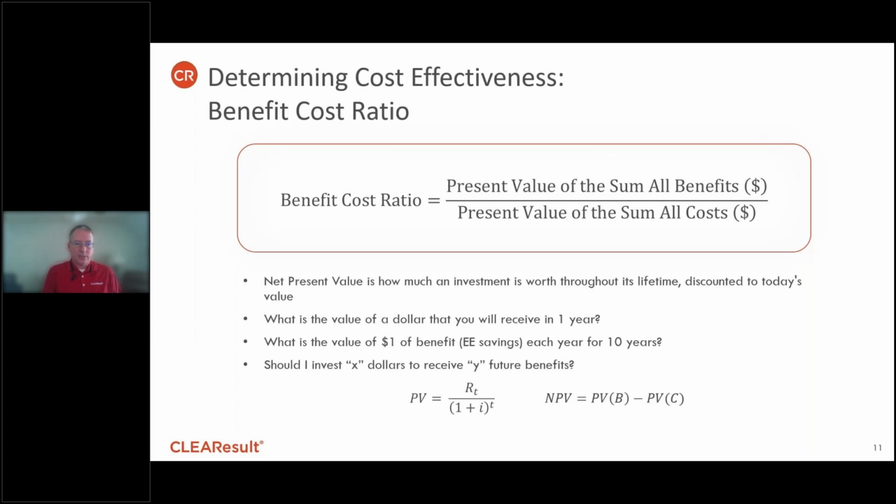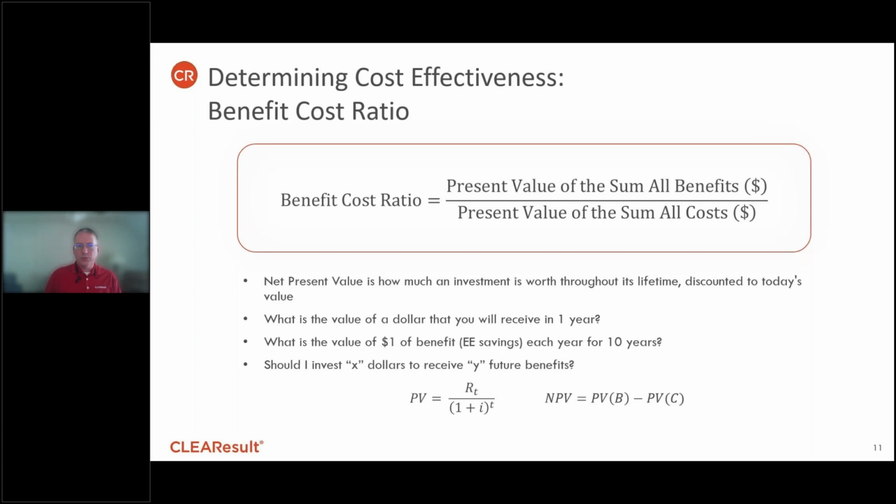It's whatever it is in today's dollars. But what's that value in 10 years? It's a different number because of the time value of money. We expect that that's going to decrease over time. So we're really trying to answer the question, should I invest this number of dollars to receive this different number of future benefits? And energy efficiency, again, is a savings that happens every year or every billing period, and it happens over the lifetime of a measure.